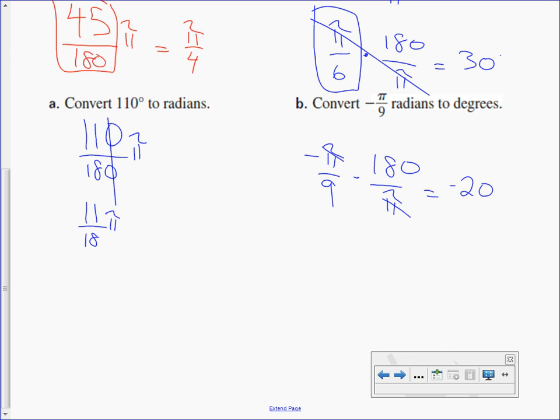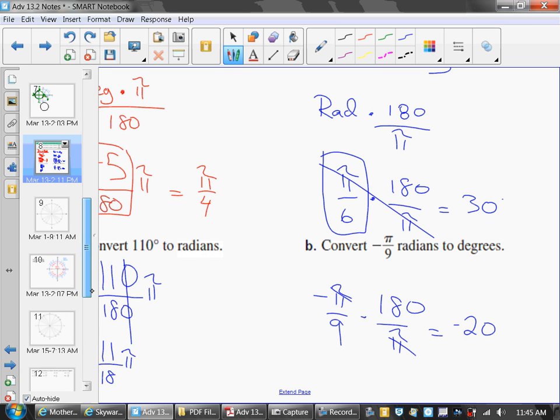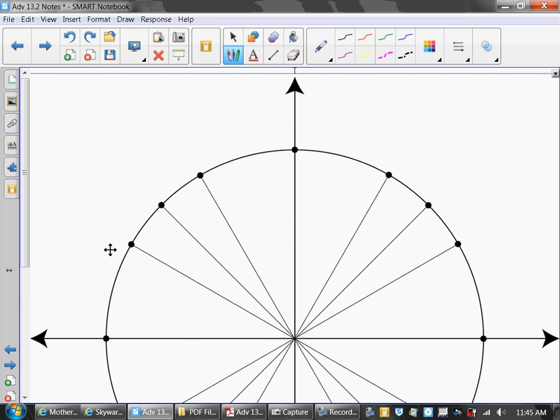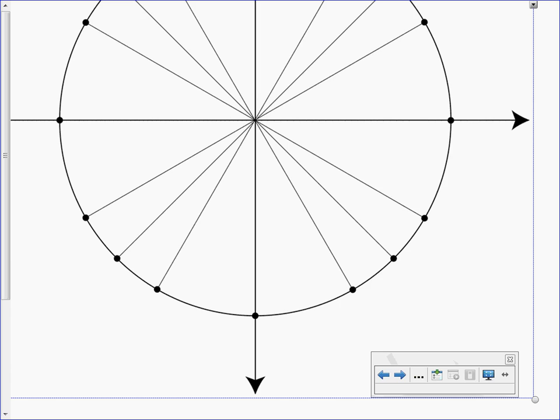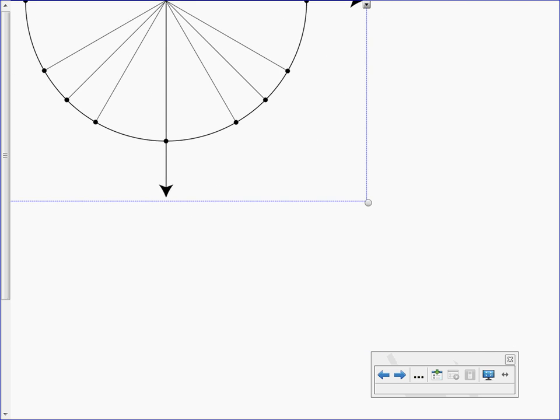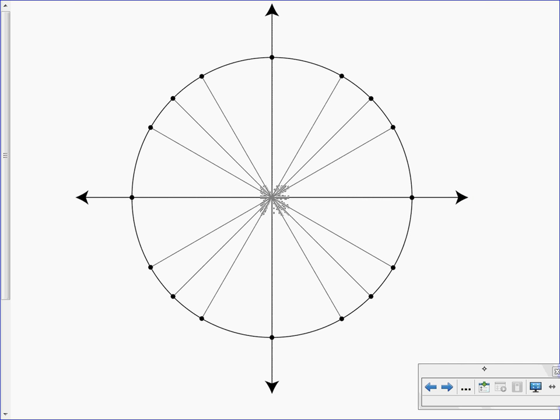The reason that I want to make sure that we get at least this far today to converting back and forth is because it becomes extremely important to be able to do this. This is called the unit circle.